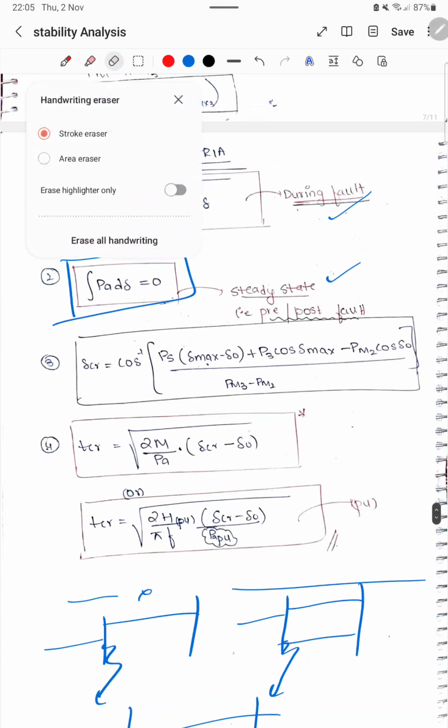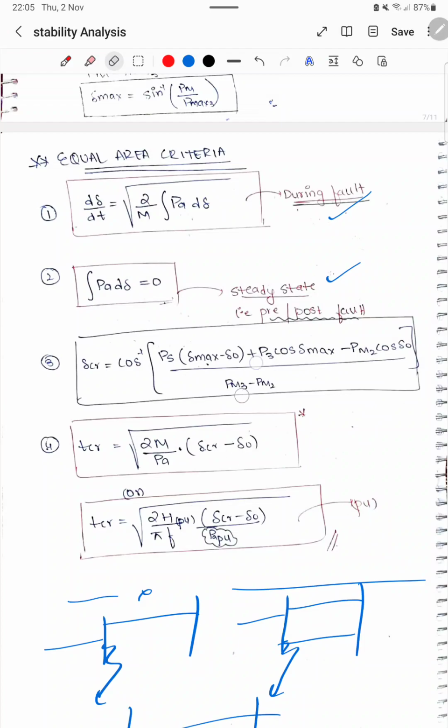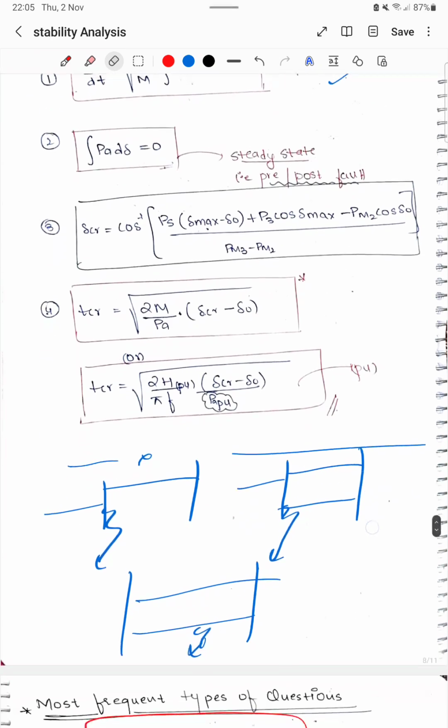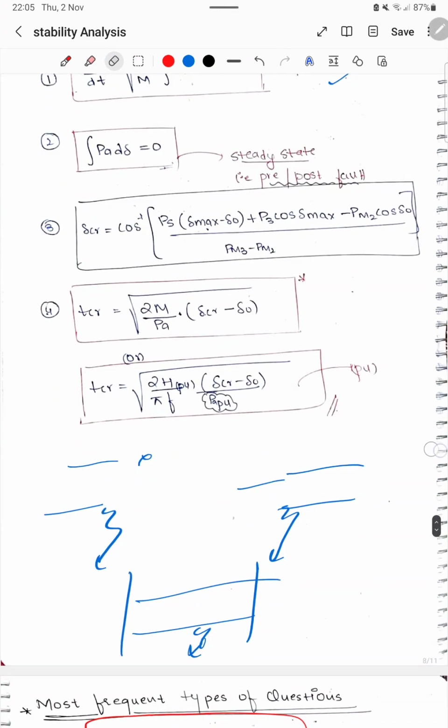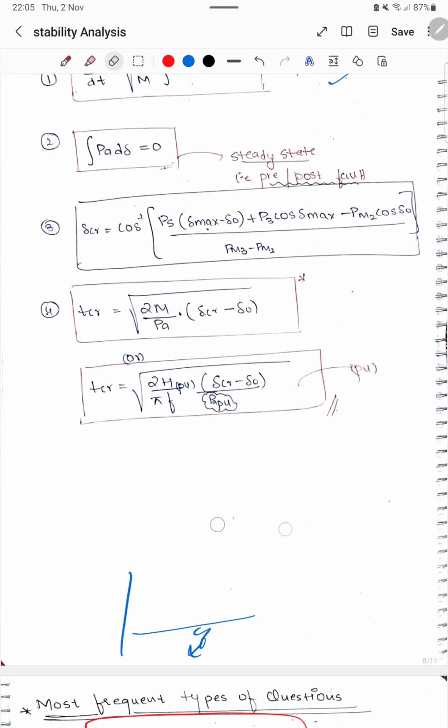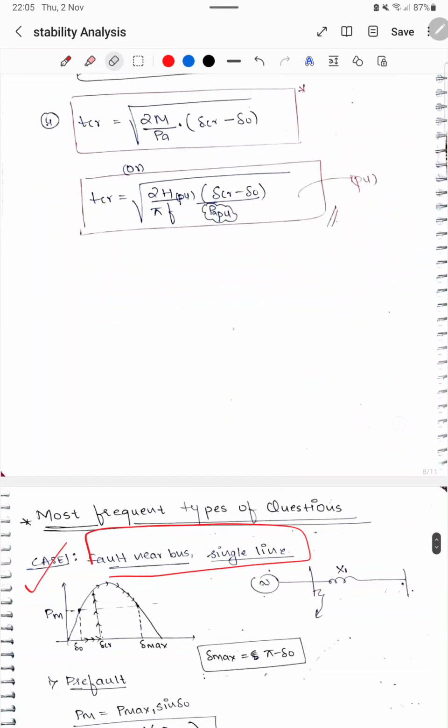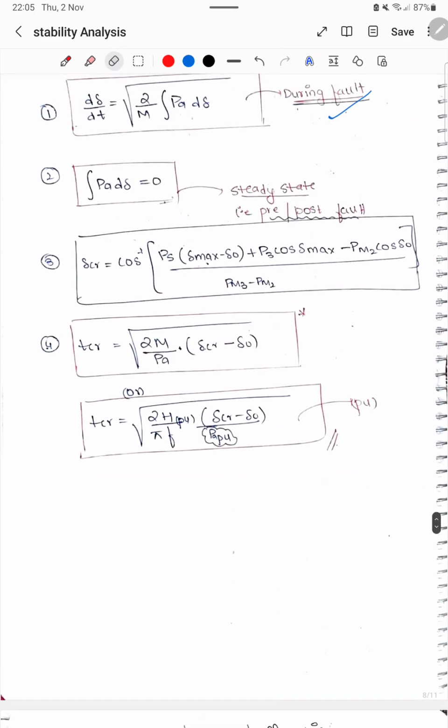And we saw the formula of delta CR and tCR. So delta CR is nothing but cos inverse of [Pm into (del max minus del 0) plus Pm3 cos del max minus Pm2 cos del 0] upon (Pm3 minus Pm2), and tCR is nothing but root of 2M upon Pa into (del CR minus del naught). When actual values are given in per unit, M becomes H upon pi f. Fine, that's all about this lesson. Thank you.